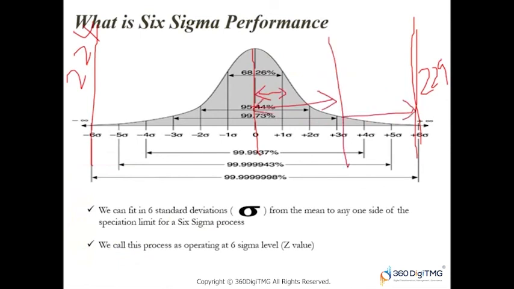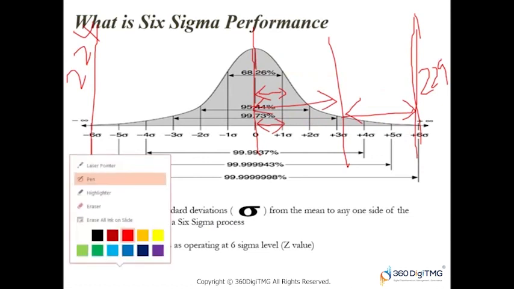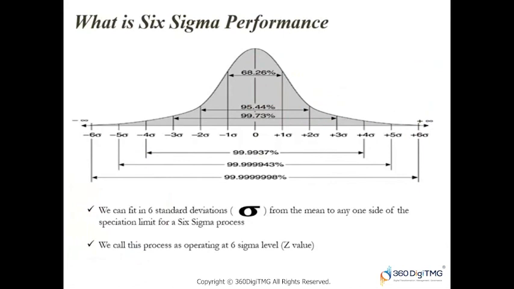If your standard deviation is large, then you can fit in only two standard deviations. And if you can fit in only two standard deviations from the mean to the specification limit, your process is called 2 sigma, not 6 sigma. Only if you can reduce the width of the standard deviation can you fit in 6 standard deviations in that.